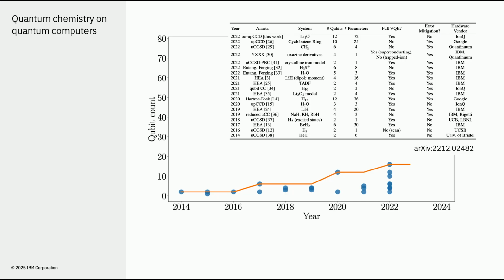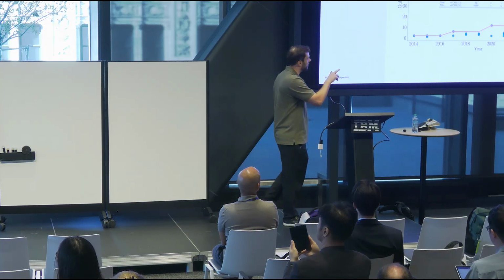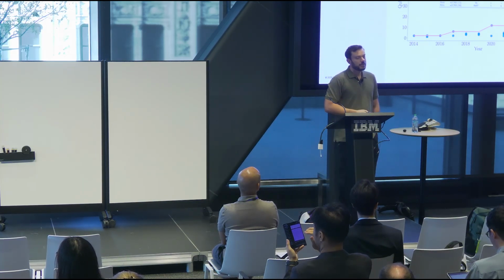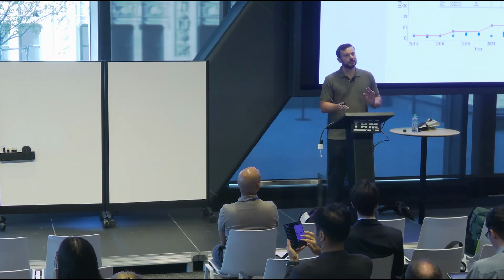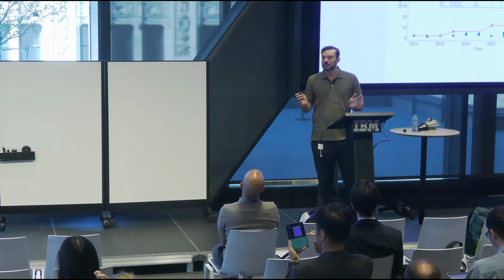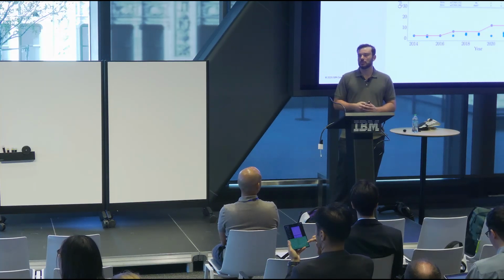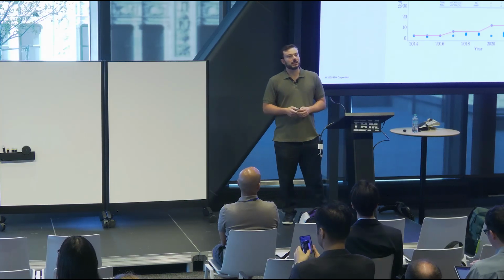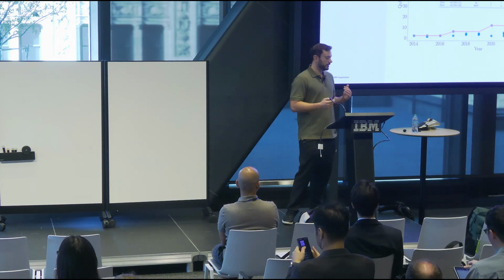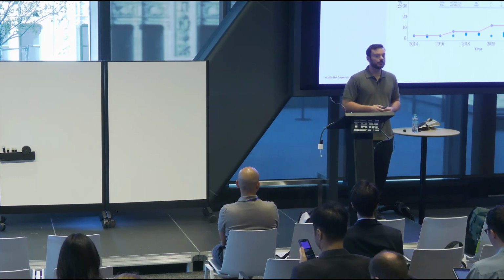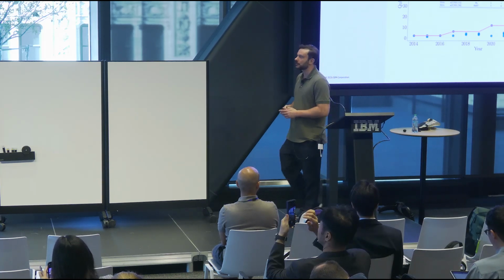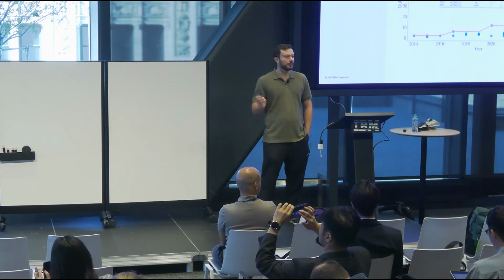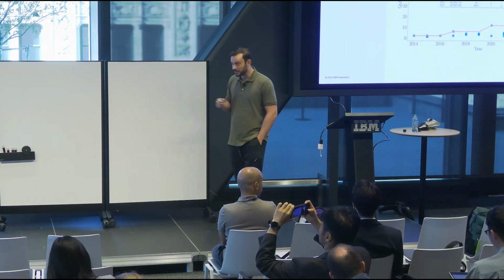This is a plot of problem size on the y-axis, so the qubit count for given molecular problems, as a function of the year. You see that basically in the last decade, there hasn't been a lot of progress in terms of scaling up these algorithms to large system sizes. And so it really seems that VQEs have reached some kind of wall when we try to scale this algorithm up to large system size.